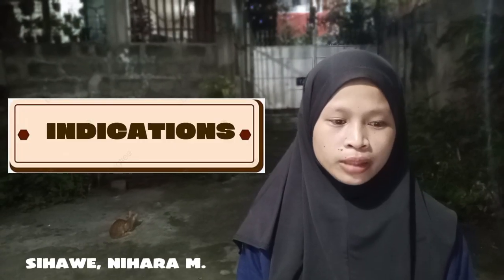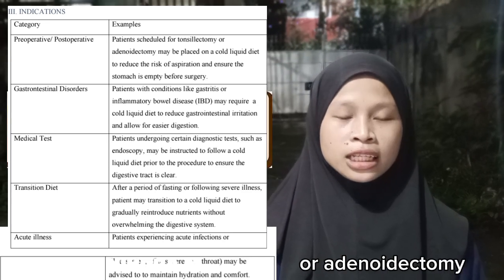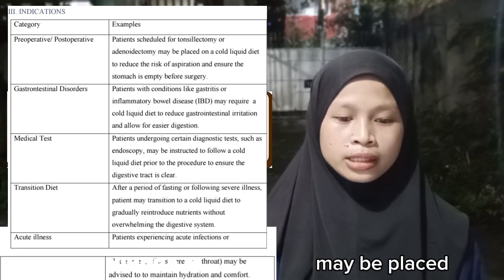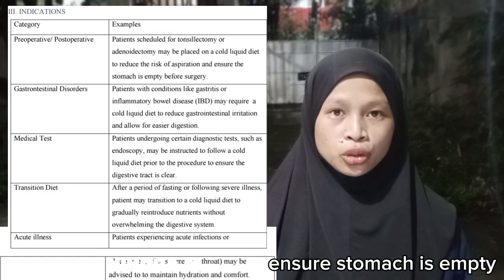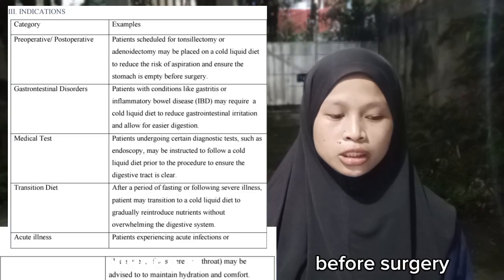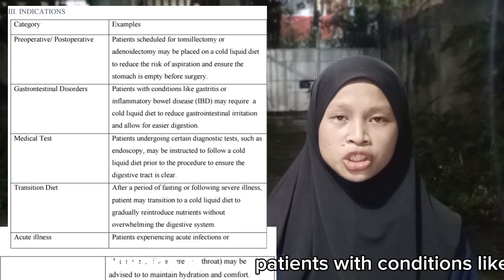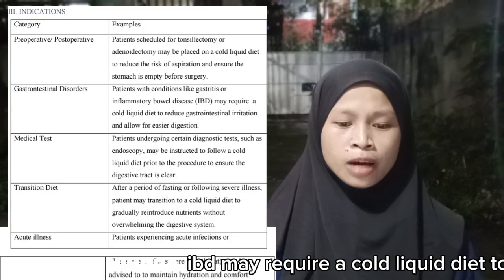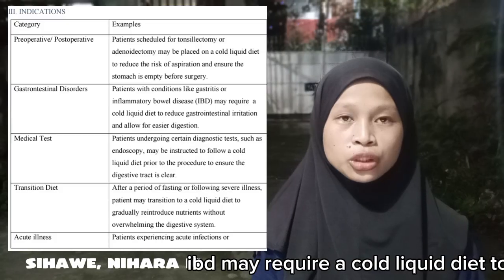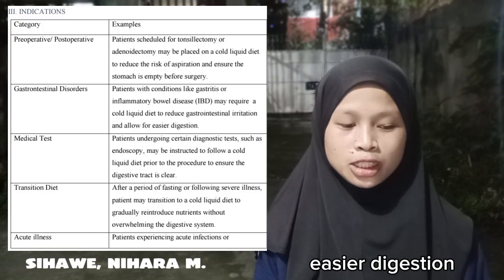Category: pre-operative and post-operative. For example, patients scheduled for tonsillectomy or adenoidectomy may be placed on a cold liquid diet to reduce the risk of aspiration and ensure the stomach is empty before surgery. Gastrointestinal disorders: patients with conditions like gastritis or inflammatory bowel disease (IBD) may require a cold liquid diet to reduce gastrointestinal irritation and allow for easier digestion.